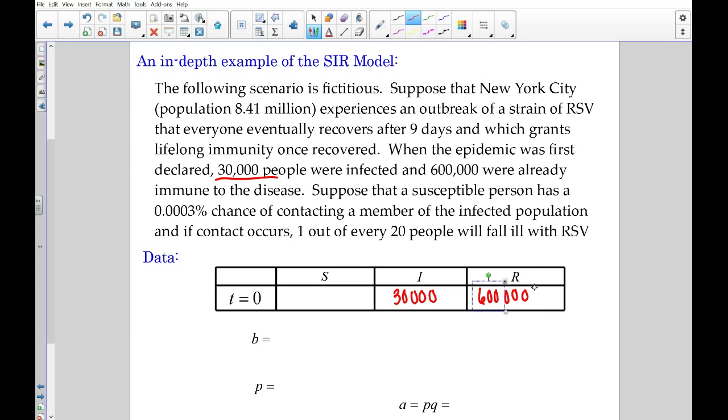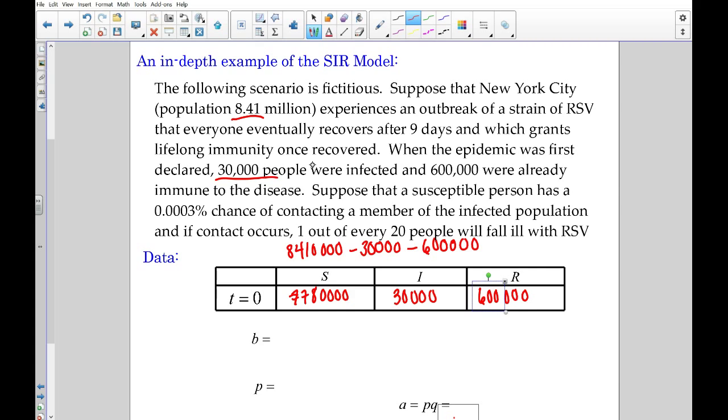And then this is the susceptible population. We know that there are 8.41 million people total, so I would have to do 8,410,000 minus 30,000 minus 600,000, and that ends up being 7,780,000. So 7,780,000 people are in the susceptible population. Now we have our data organized here, at least the numbers that correspond to the population.